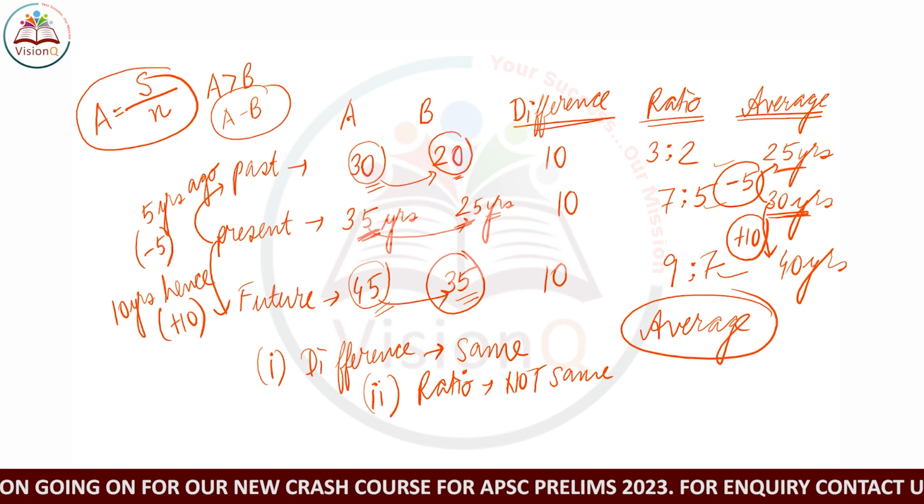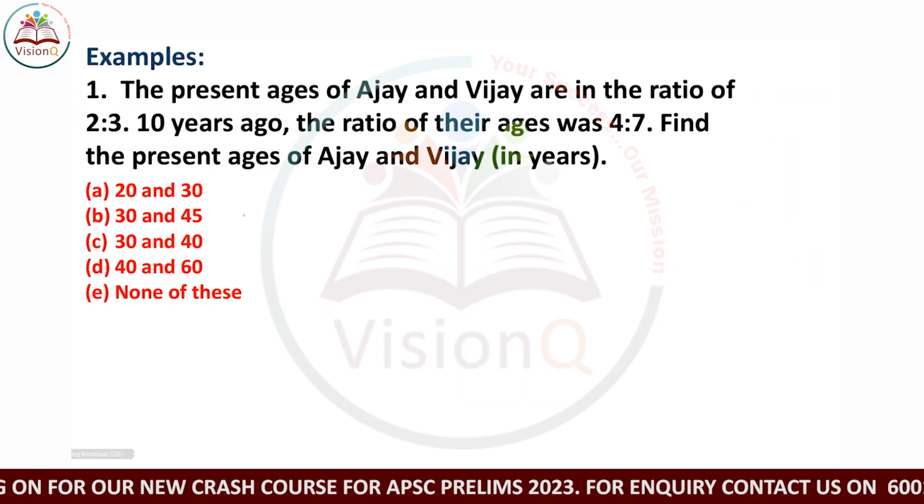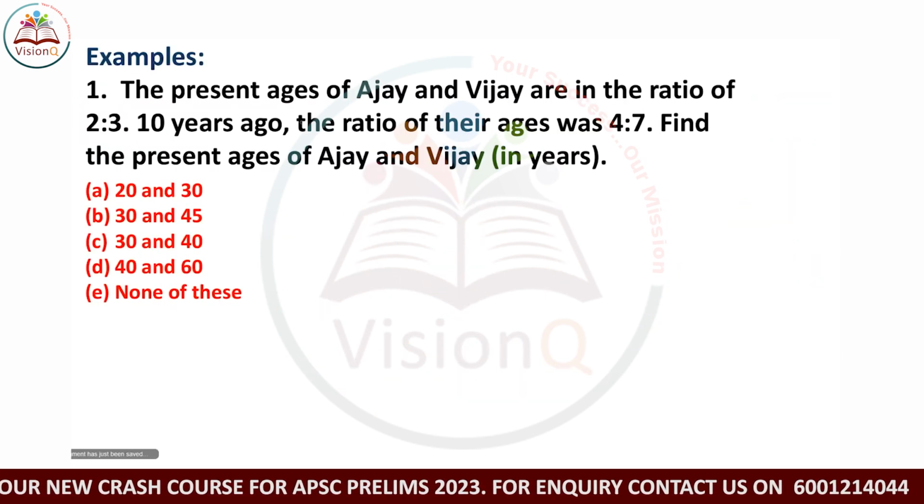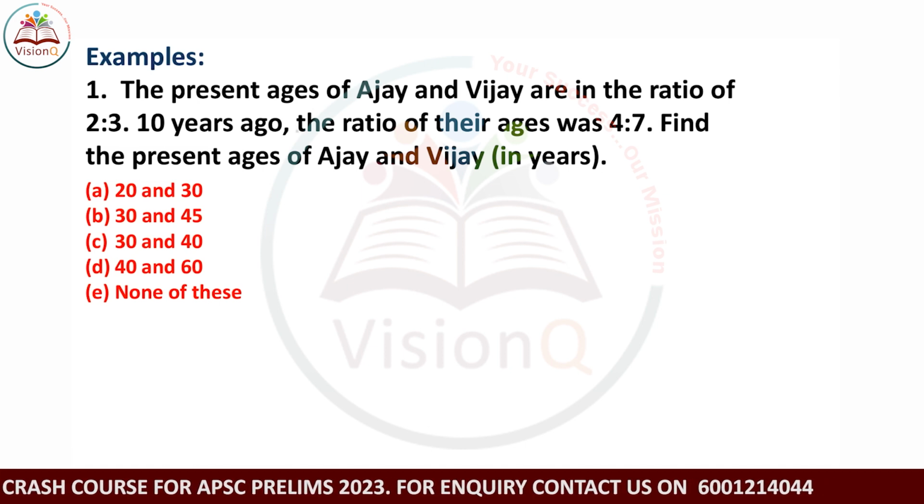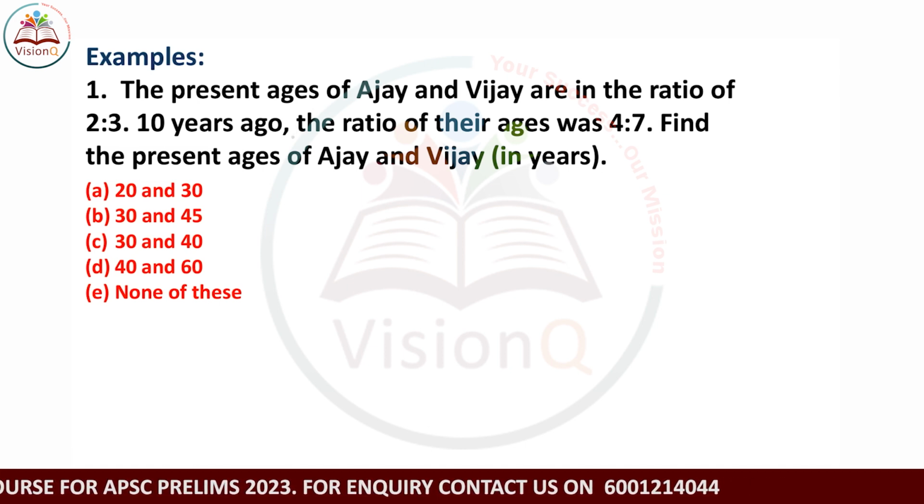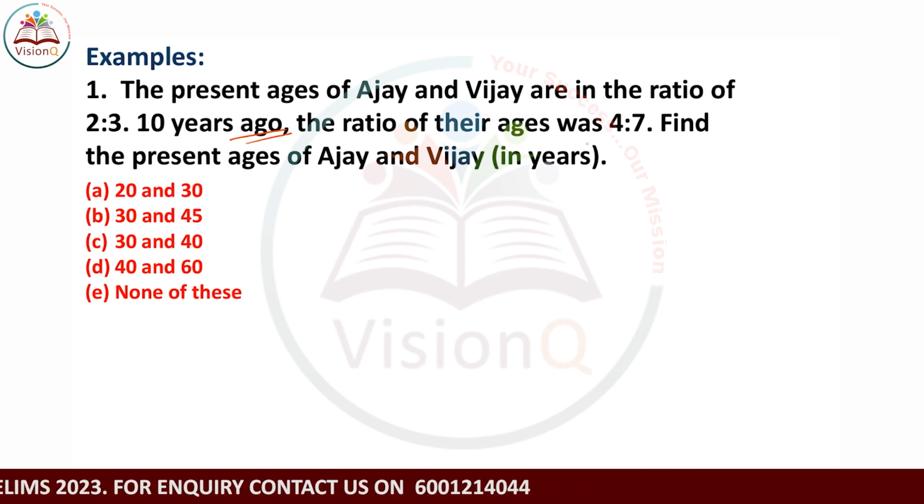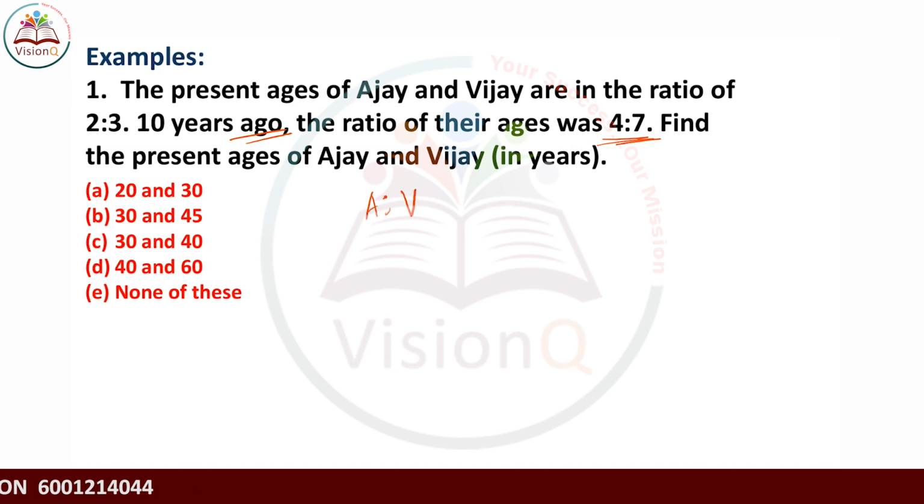So let's see the first example here. Example number 1. It is given that the present ages of Ajay and Vijay are in the ratio of 2:3. 10 years ago, that means in the past, this ratio was how much? 4:7. Now it is given ratio at 2 points of time. Ratio of two persons' ages, Ajay and Vijay.